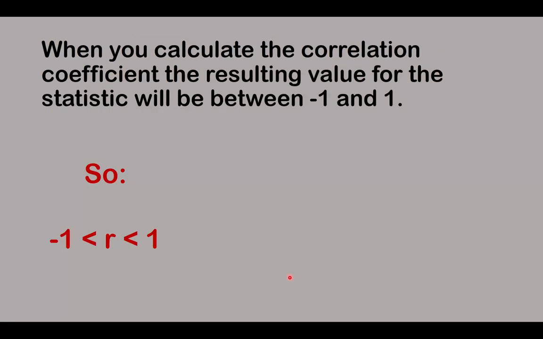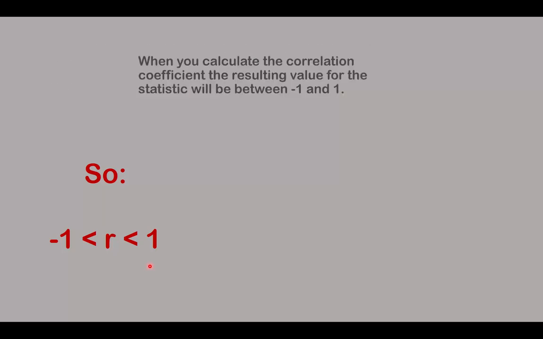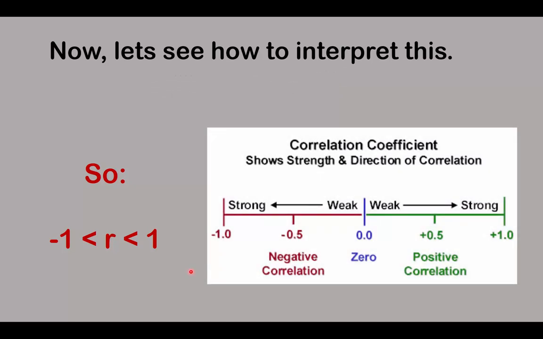When you calculate a correlation coefficient, the statistical result will always be between -1 and 1. So mathematically we can say -1 is less than or equal to any value for r, and that is less than or equal to +1. That is always the case. If you calculate a correlation coefficient and you get a value that's outside of that range, there's something wrong with the calculation. So let's see how we interpret this.